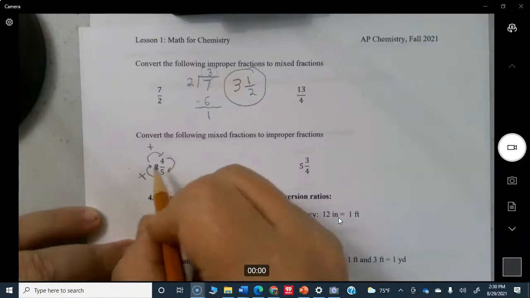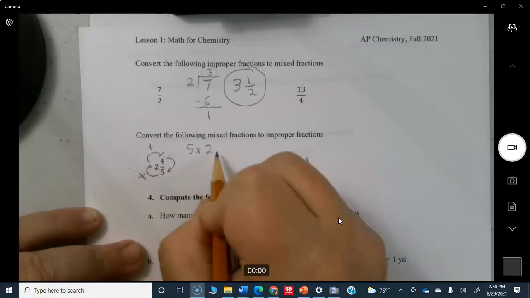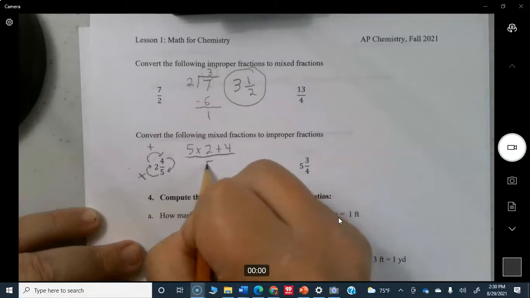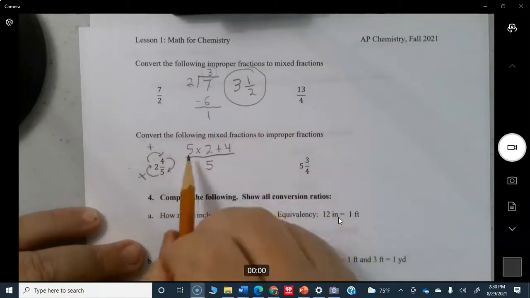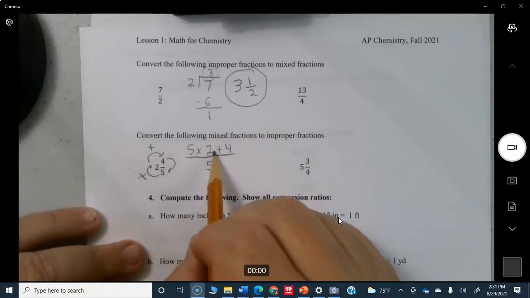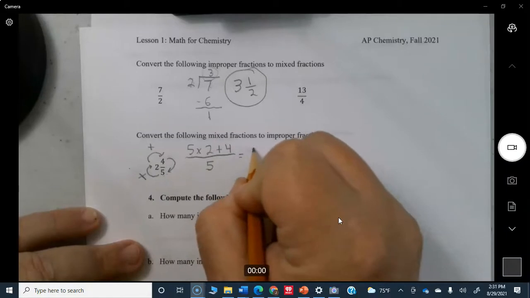Okay, so it's going to be 5 times 2 plus 4, and that's all going to go over this 5. And order of operations is multiplication first and then addition. 5 times 2 is 10, plus 4 is 14, over 5 is going to be 14 over 5.